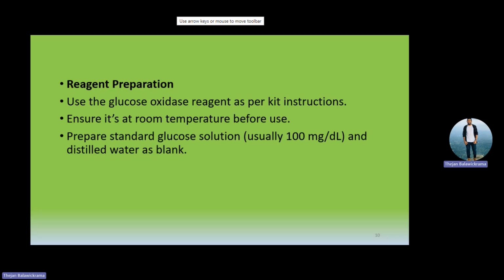And the distilled water, a blank one. Take a blank solution to compare, with no blood sample. That is the test.